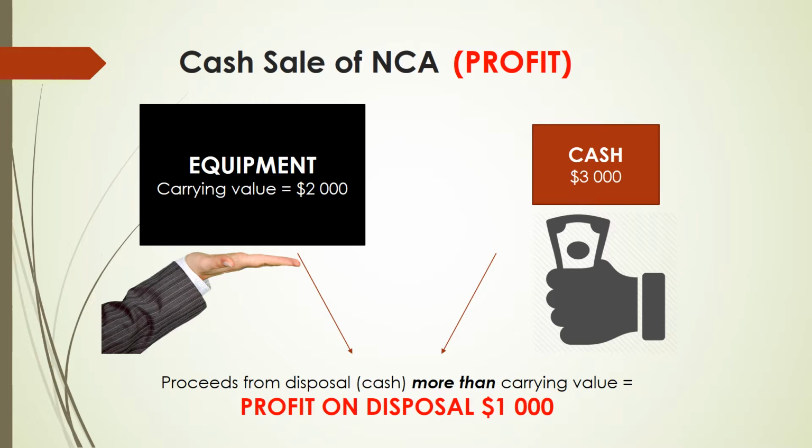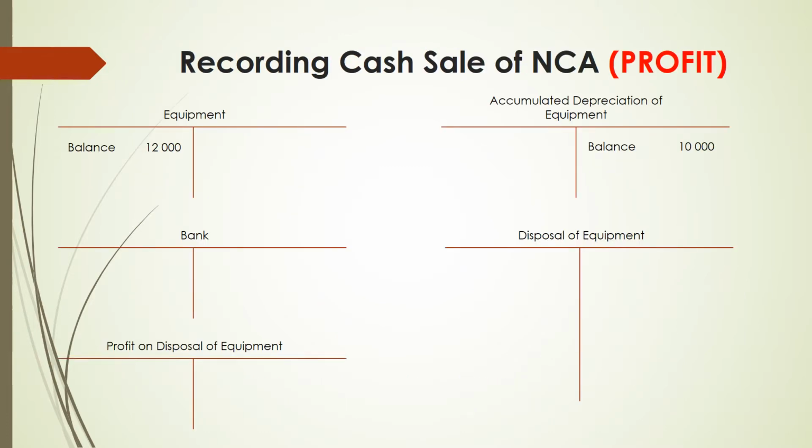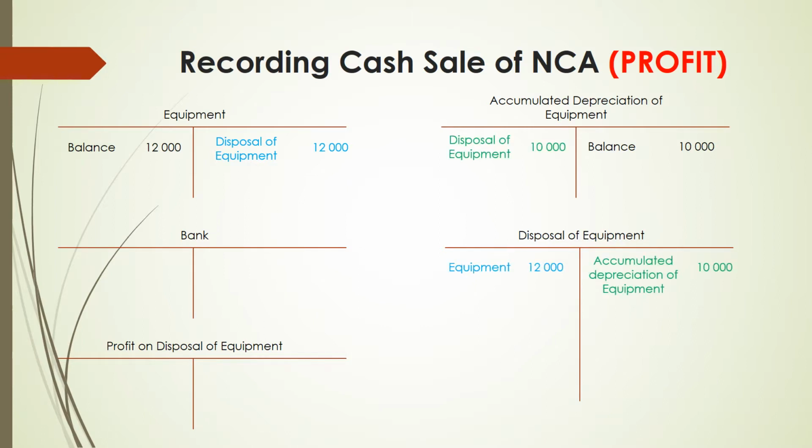Sometimes we can also make a profit on disposal of a non-current asset. This is a situation where the proceeds from the disposal work out to be more than the carrying value, such as this example here. Even if the cash sale of non-current assets results in a profit, the steps in recording the entries would be the same. We still transfer the balances from the equipment account and the accumulated depreciation account to a clearing account called disposal of equipment. Then we take up the proceeds of the disposal, which work out to be $3,000 cash that is debited to the bank, and we credit the disposal of equipment account for $3,000.